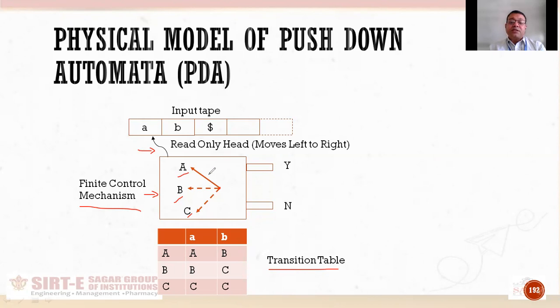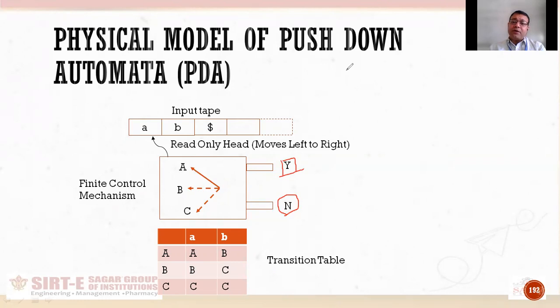By reading these rules, this pointer will make its move one by one, and as the read only head reaches this dollar, that means our string has come to its end. Then we'll check which state we are presently standing on. If it is a final state, we will say yes, our string is valid. And if at the end we are on some non-final state, we'll say that no, the string is not valid. Okay. In this way, we were working in finite state machine.